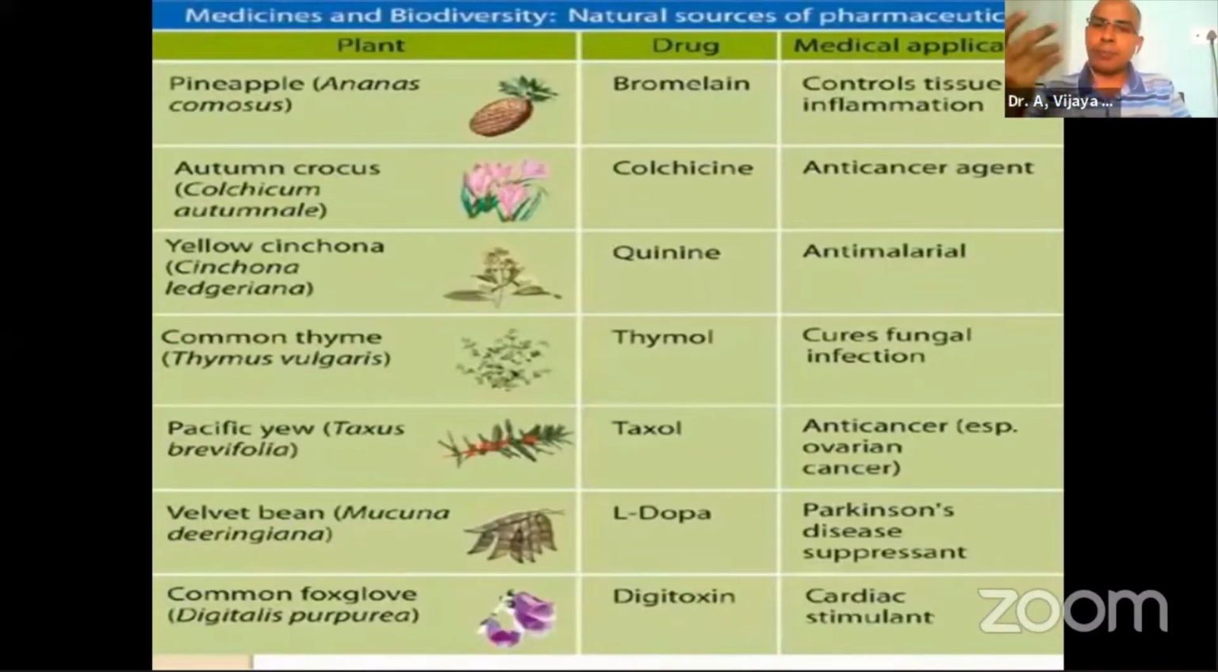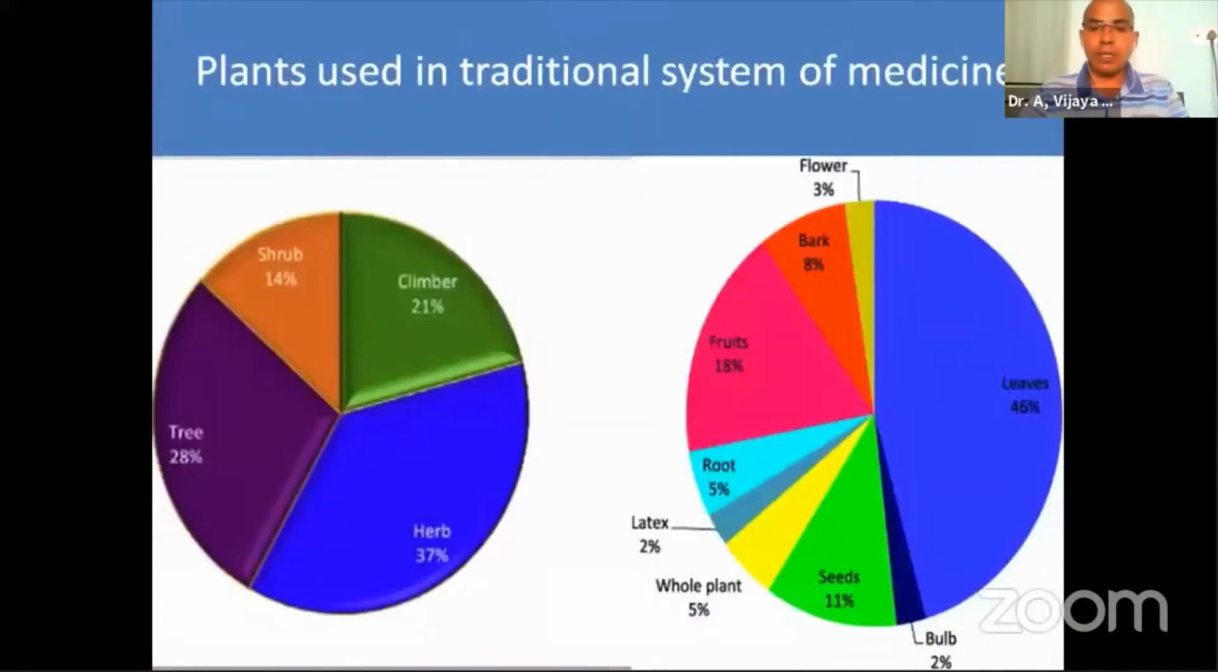Some drugs cure fungal infection, particularly thymol, which we get from Thymus vulgaris, and anti-cancer agents, particularly to treat ovarian cancer with the drug Taxol, which we get from Taxus brevifolia. These are some important drugs. Of course, there are many, but I have mentioned a few here.